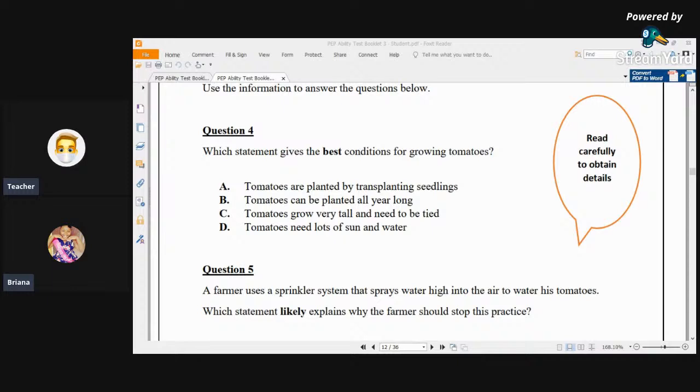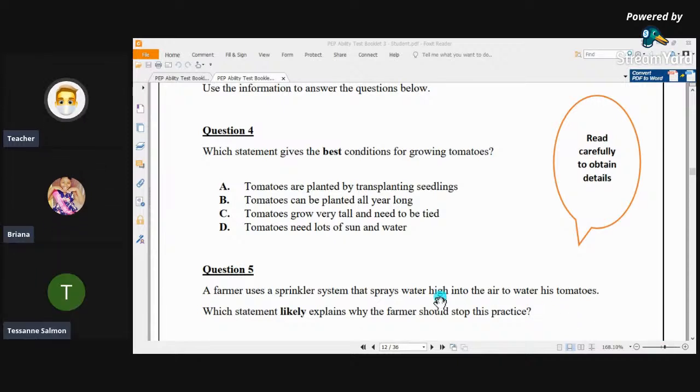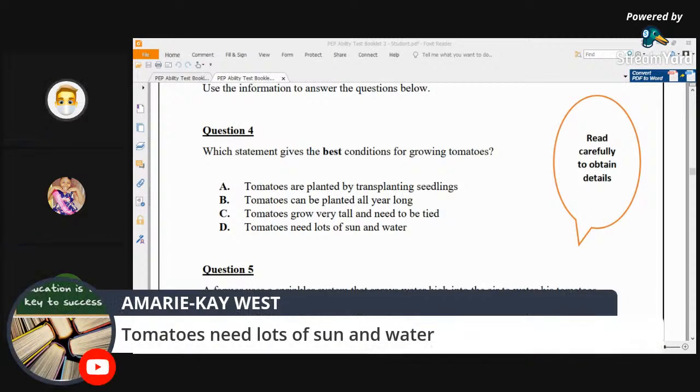Okay. Let's go again. Let's see. Tomatoes grow very tall and need to be tied. Is that a condition for growing? Or tomatoes need lots of sun and water? Let's see if we have any answers here. Amarike says tomatoes. Yes, Amarike. Tomatoes need lots of sun and water.